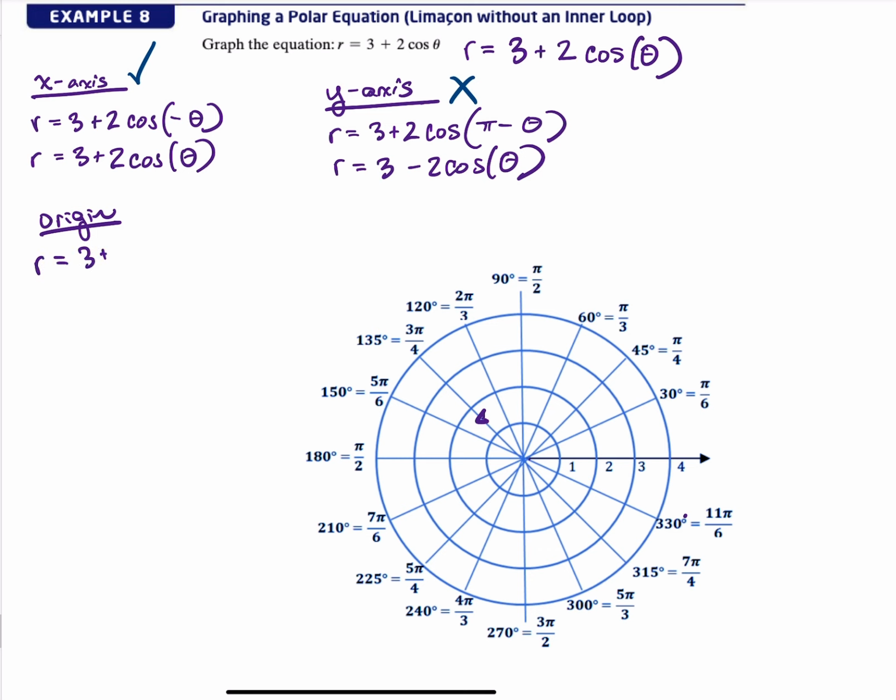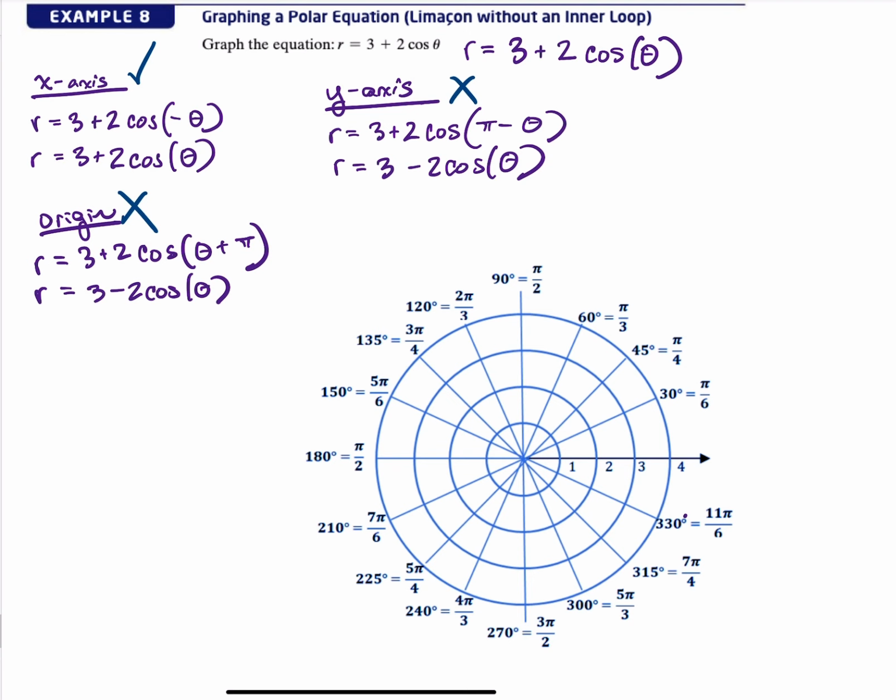And then if we replace theta with theta plus pi, we're basically just saying go across the unit circle. And yeah, that will produce the opposite value of the cosine. We would get that same result as we did for our test for y-axis symmetry. This would be 3 minus 2 cosine of theta. So we only have symmetry across the x-axis.